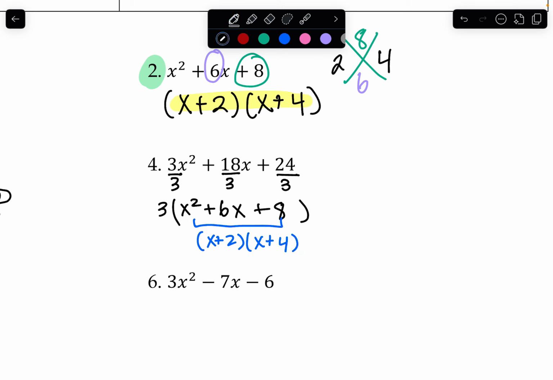The only difference is now you have this GCF to keep for your final answer. That way, when you multiply it all back out, you get the 3x squared plus 18x plus 24. So this one had a GCF. So always look for that right off the bat.